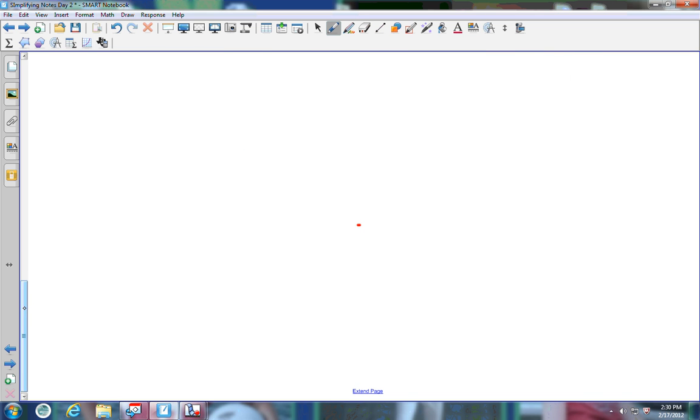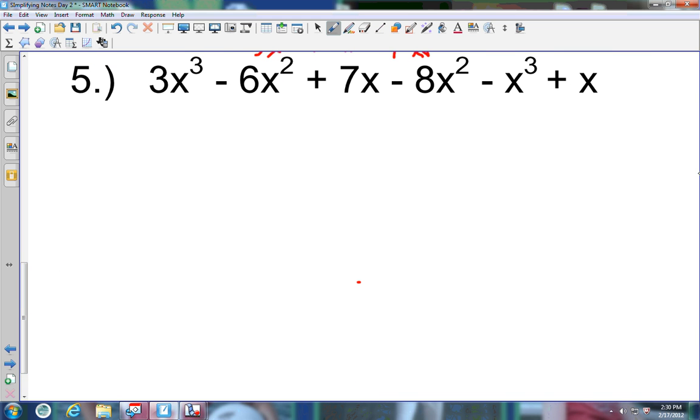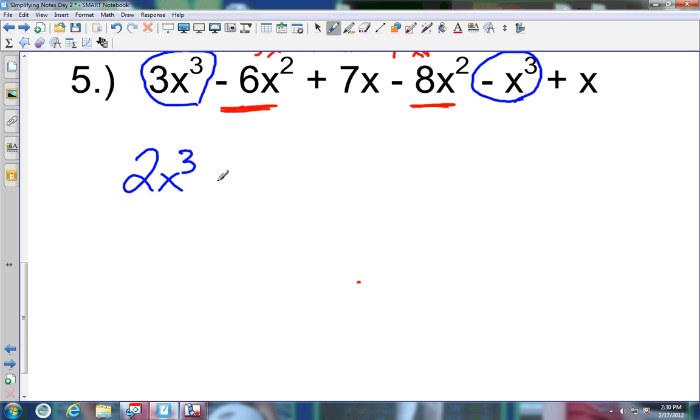Oh, that was a lot. All right. First, we're going to put together our x cubes. I've got 3x cubed minus 1x cubed. 2x cubed, x to the third power. Next, negative 6x squared minus 8x squared, negative 14x squared. Then the x's, 7x plus 1x plus 8x. And that's your final answer.